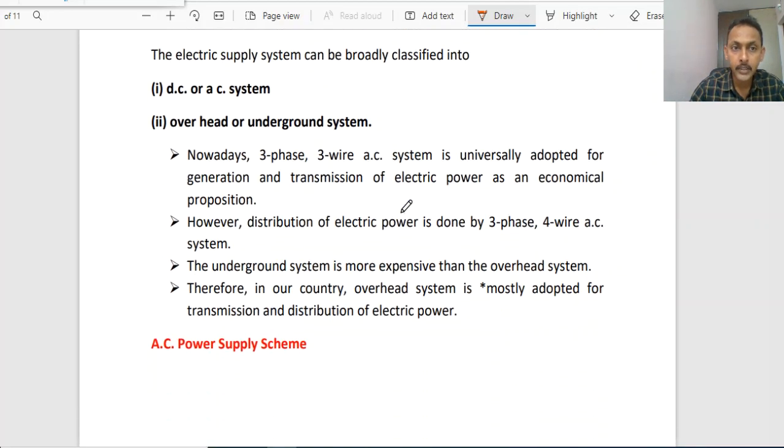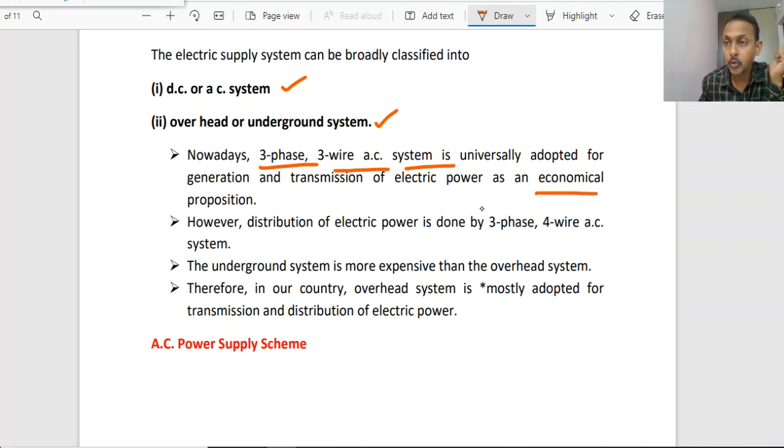Here the power generated can be transmitted. We are having DC system or AC system, overhead or underground system. Most of the times the transmission will be carried out using a 3-phase 3-wire AC system. This is very important. It will be transmitted using a 3-phase 3-wire AC system. This is most commonly adopted, and also it is economical.